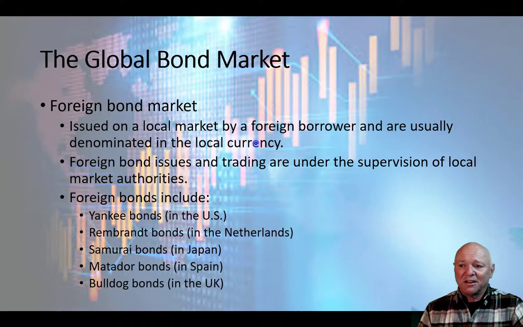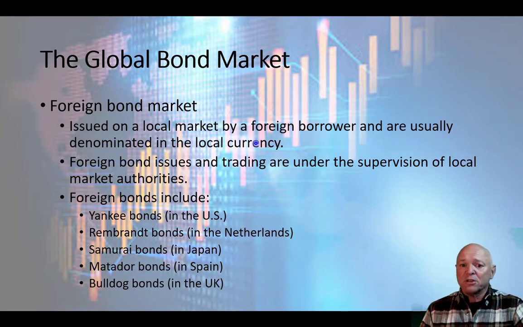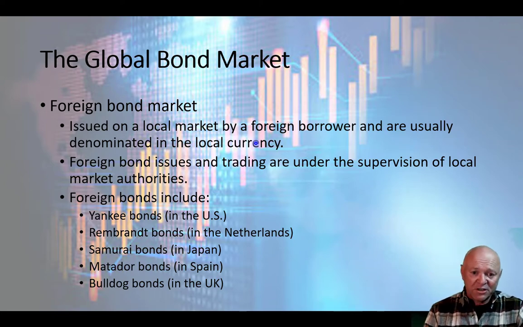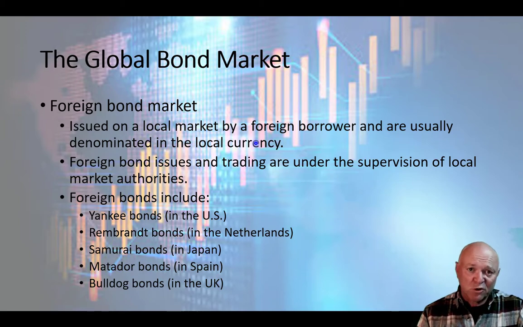Now, the global market includes foreign bond markets, where bonds are issued on the local market by a foreign borrower denominated in the local currency. Essentially, the trading happens within the local market, but the key thing is that it allows foreign issuers to participate in overseas markets.